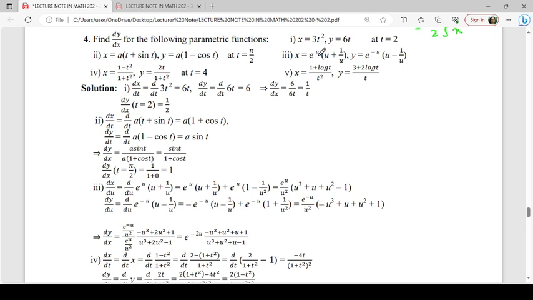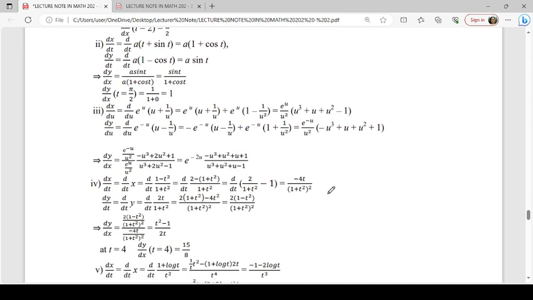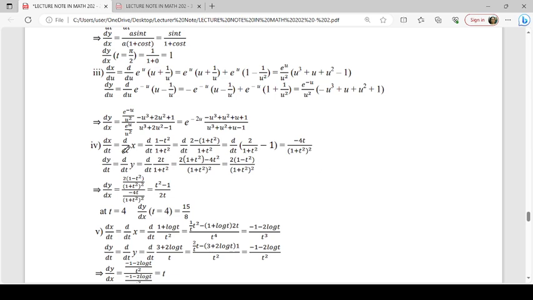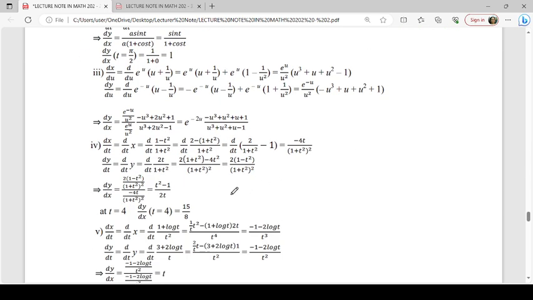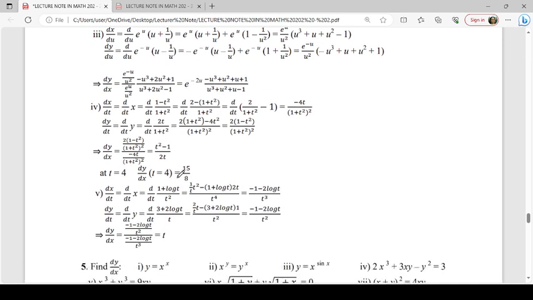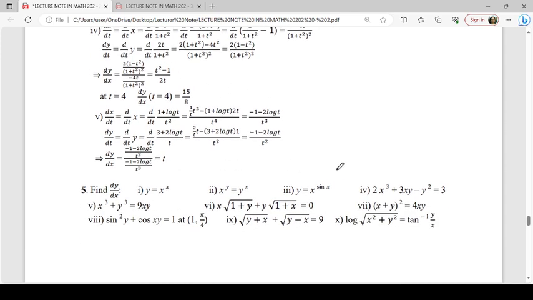so we have to find dx du, dy du. This is then dy dx, then this is a function of t, parameter is t. This one at t equal to 4 we need to find, so after getting dy dx, then we put t equal to 4. So these are parametric functions.